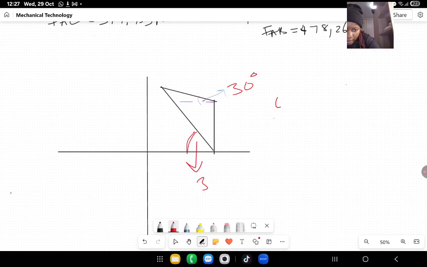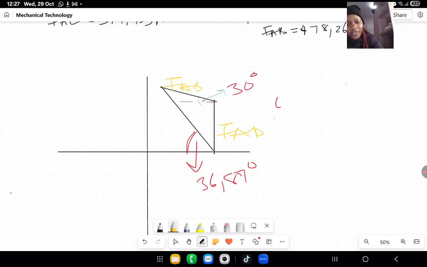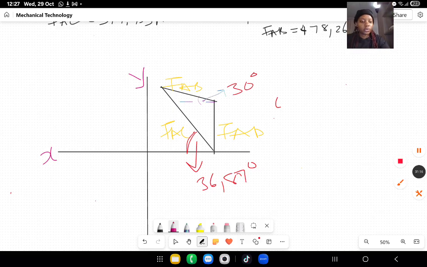So now here we'll be putting 36.87 degrees. So this is this line. Okay, let me use another color. No, this line is our FAB, then this one is our FAD, then this one is our FAC. Okay, I forgot something very important. This is our y-axis and this is our x-axis. Then we are done with number 1. Let's go to number 2.